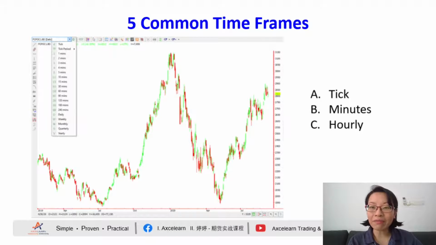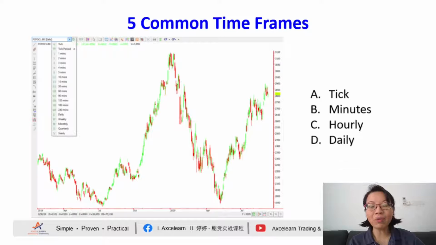Now, the third common time frame is hourly chart. Hourly chart meaning 1 bar representing 1 hour. If we selected 1 hour, then 1 bar represents 1 hour. If we have selected 4 hours, 1 bar represents 4 hours. So in a 1 hour chart, we have the opening of that particular hour, the closing of that particular hour, and within the hour, when is the highest level and when is the lowest level.